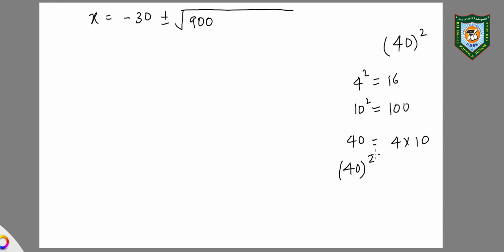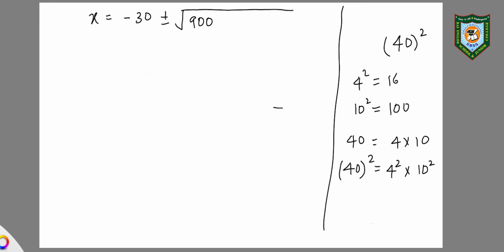If I'm going to square 40, that means I have to also square 4 and 10. So therefore 40 square is equal to, what is the value of 4 square? This is 16, and the value of 10 square is 100. So the answer is 1600. So for 30 square, I use a similar approach and I get the answer as 900.